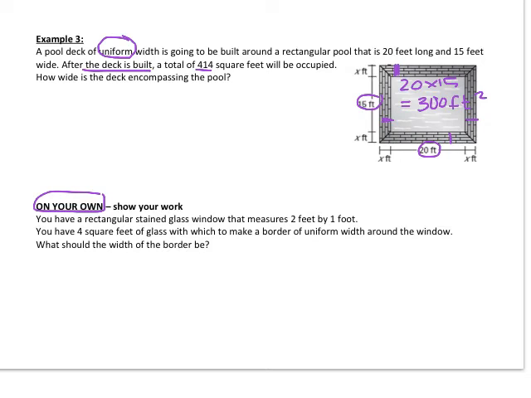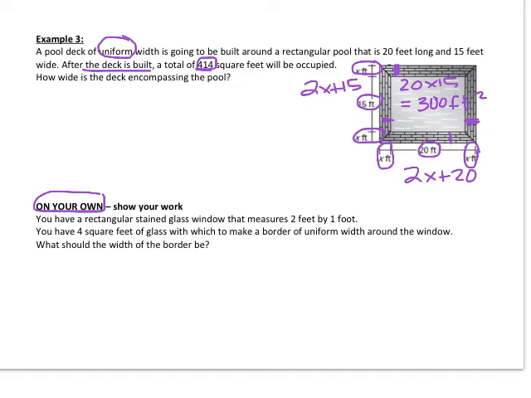All right, so we have to find the value of x because that is the distance between the pool and the edge of the deck. So if you notice, the x is written in the space that the decking is shown here. On the one side, this side right here is 2x plus 15 because we have 2 x's. And this side is 2x plus 20. So that's going to give us the entire area and we already know that the area is 414 square feet.